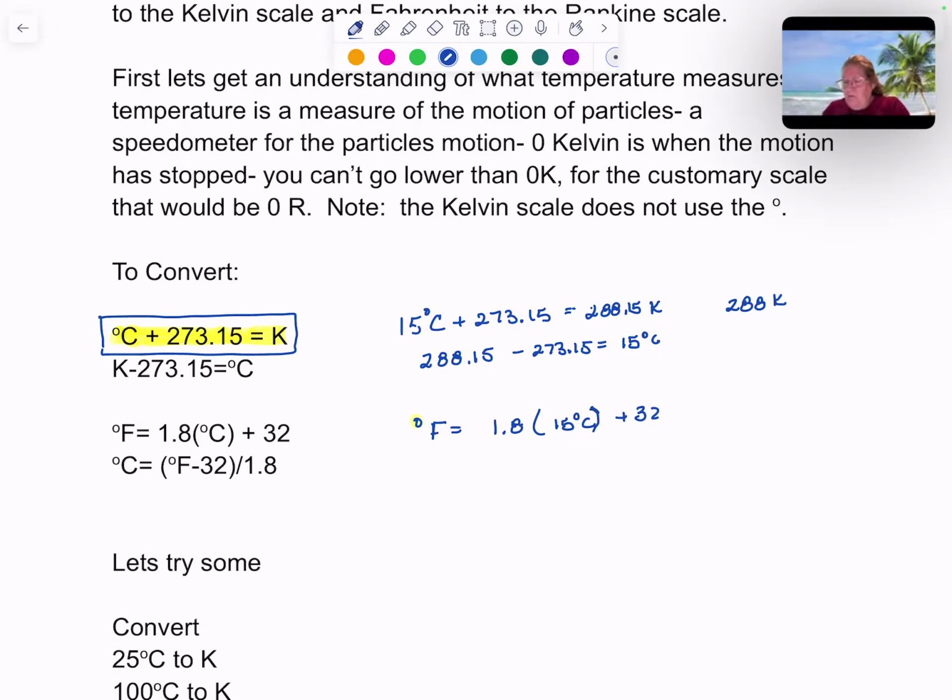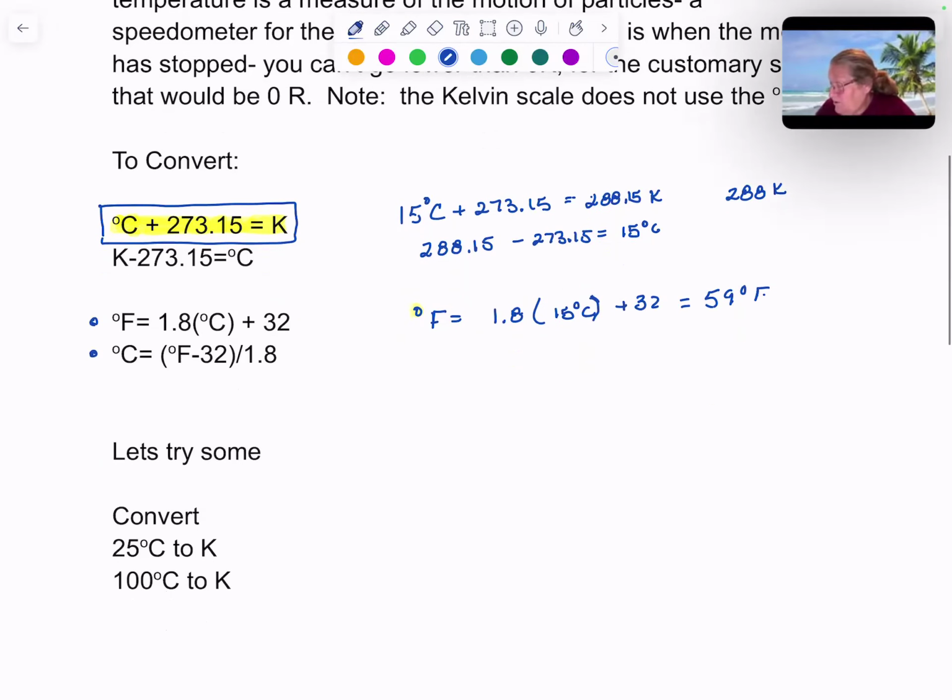So we're going to take 1.8 times 15, and we're going to add 32 to it, and that works out to be 59 degrees Fahrenheit. Honestly, you're going to use these less often. This Kelvin Celsius is what you're going to use the most. So let's convert a couple of these together.